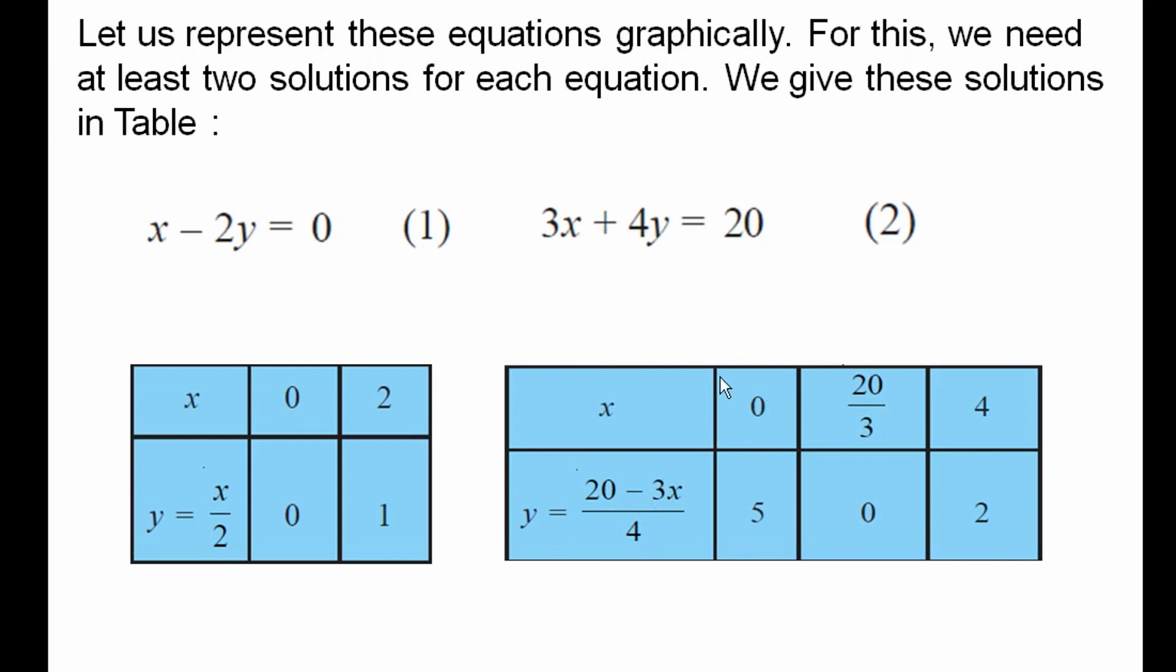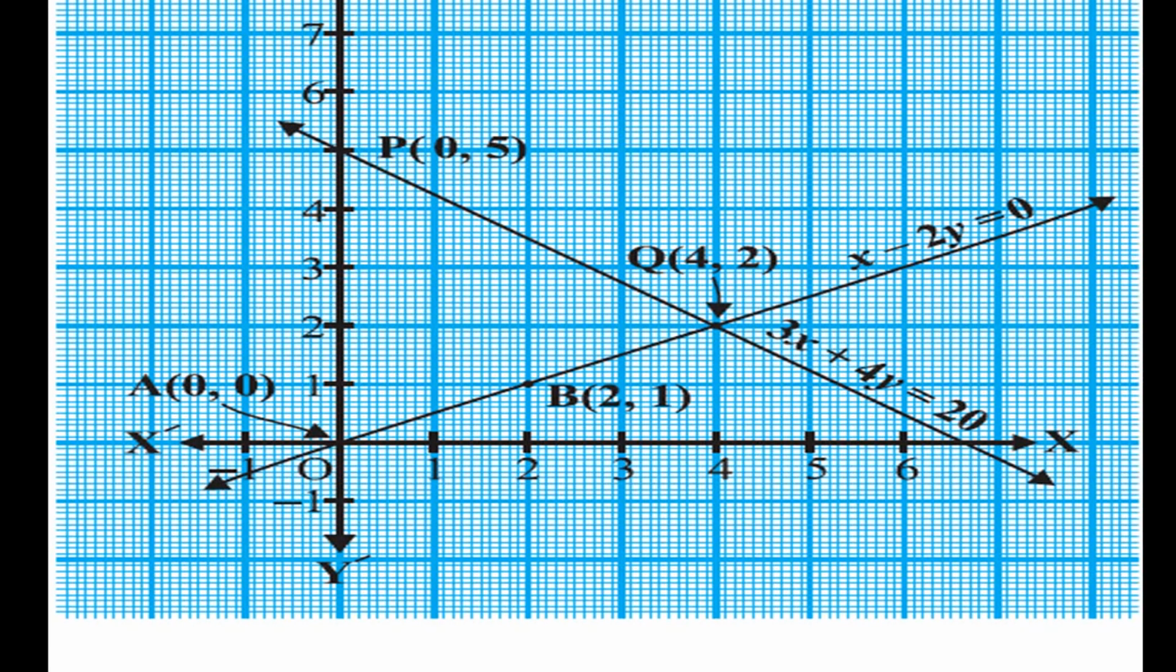Substitute x equals 0. You will get y equals 5, since 20 minus 0 upon 4 is 20 upon 4, which equals 5. If you take y equals 0, then you will get x equals 20 upon 3. If you take x equals 4, 4 threes are 12, 20 minus 12 is 8 upon 4, which equals 2, that is the value of y. Okay children, let us represent these values on the graph.